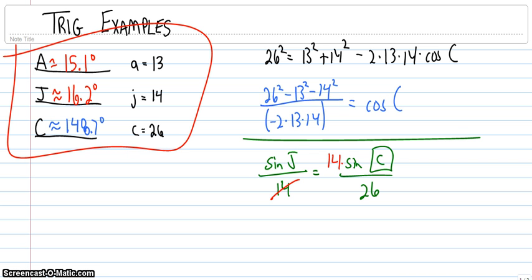So there's our answer for this one. Side, side, side example: we use law of cosines, then law of sines, then we subtract from 180. A quick check tells me that biggest angle is opposite biggest side, smallest angle opposite smallest side. So I'm pretty confident that my answer is correct.